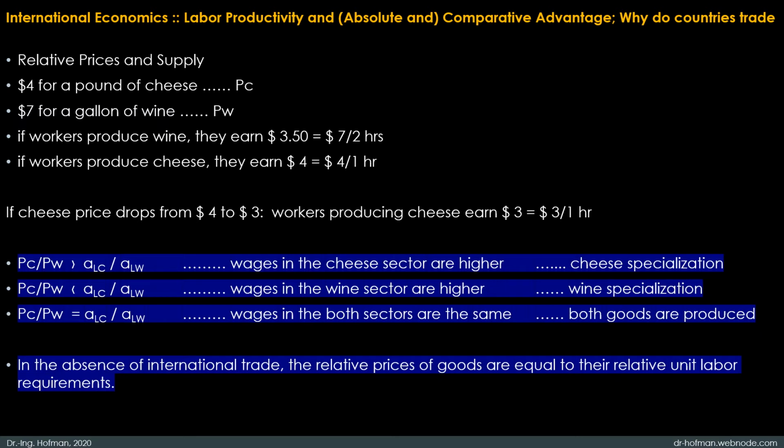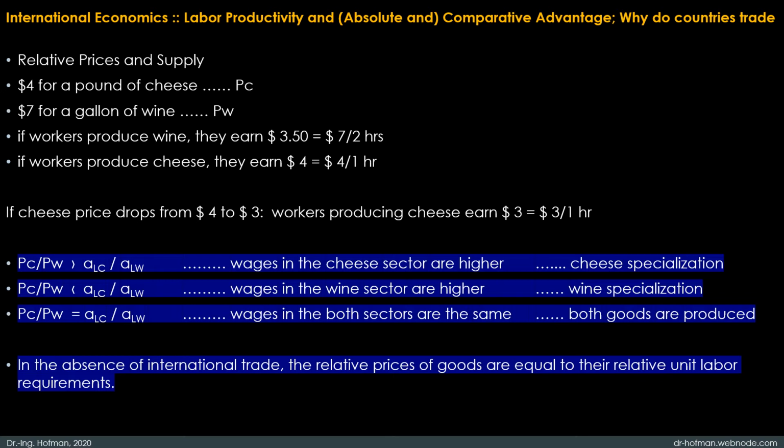So if cheese sells for $4 a pound, while wine sells for $7 a gallon, workers will do better by producing cheese, and the economy as a whole will specialize in cheese production. But what if cheese prices drop to $3 a pound? In that case, workers can earn more by producing wine, and the economy will specialize in wine production instead.